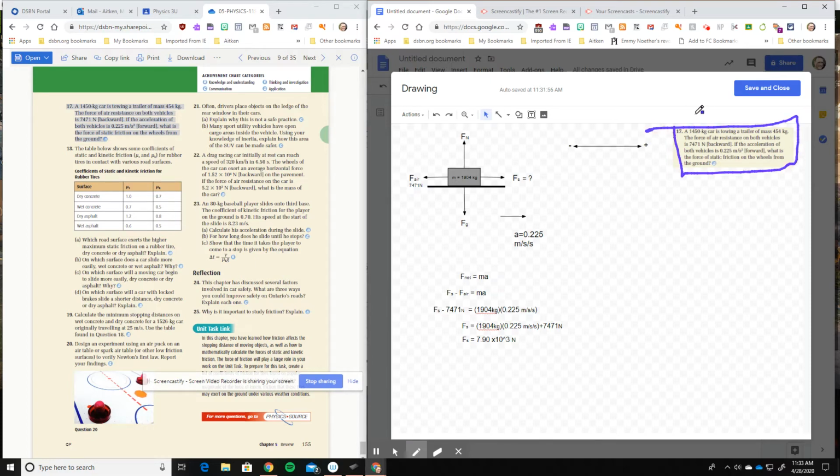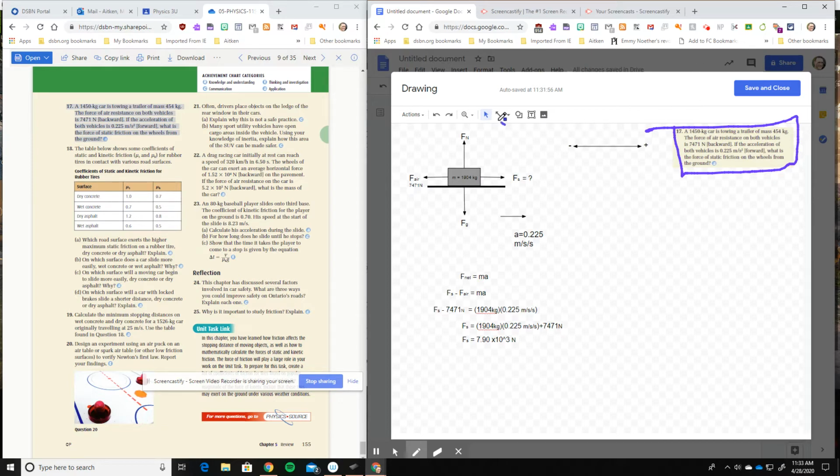We've got a 1,450 kilogram car towing a trailer of 454 kilograms. We're told that the force of air resistance on both vehicles, that means combined, is 7,471 newtons backwards, and the acceleration of both vehicles is 0.225 meters per second squared forward. And we're asked to find the force of static friction on the wheels from the ground. So the wheels push back on the road and the road pushes forward on the wheels as a way of looking at how cars drive.